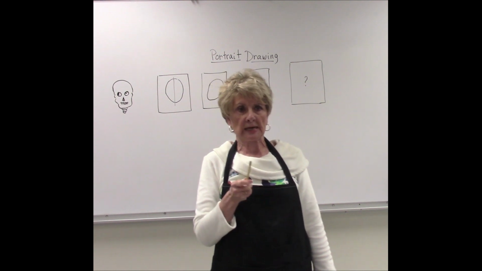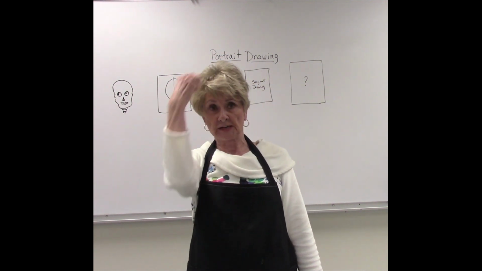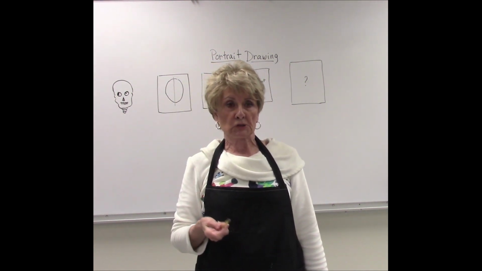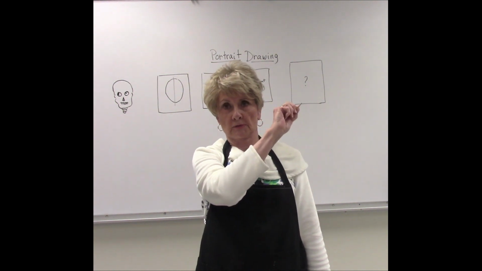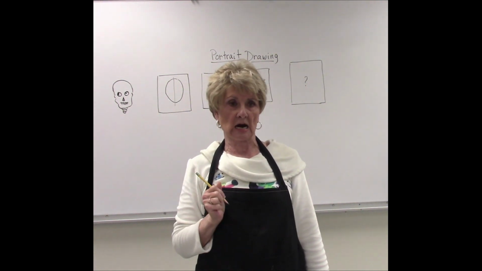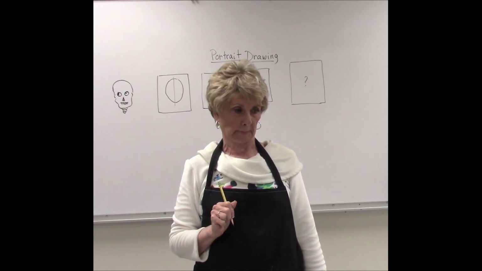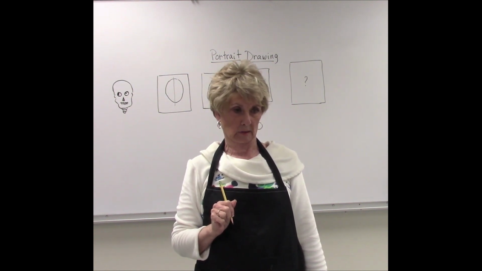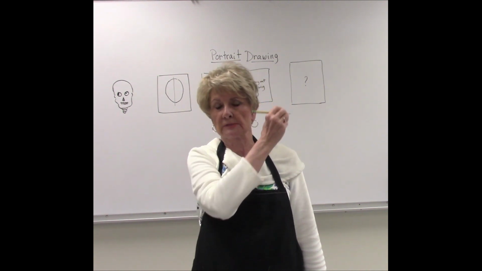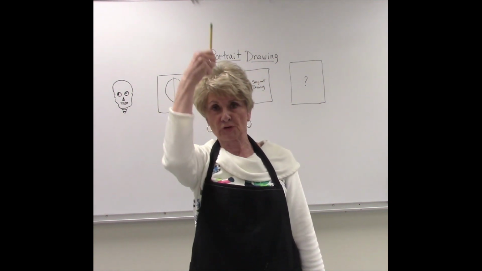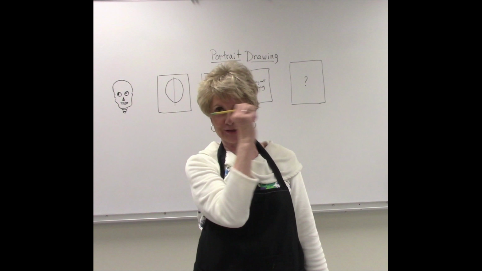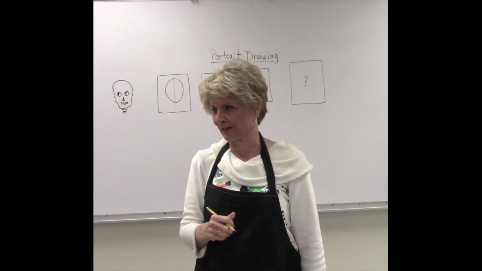Now I want you to imagine that this oval is a face, okay? And I want you to put a vertical line where you think the eye level would be on that oval. Horizontal line. Oh, I'm sorry, horizontal line, not vertical. The vertical line is the axis and horizontal is the eye line. I'm sorry.